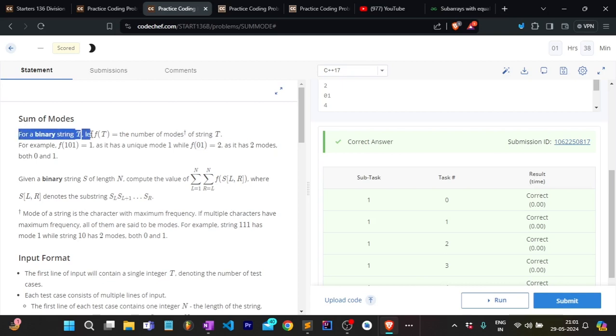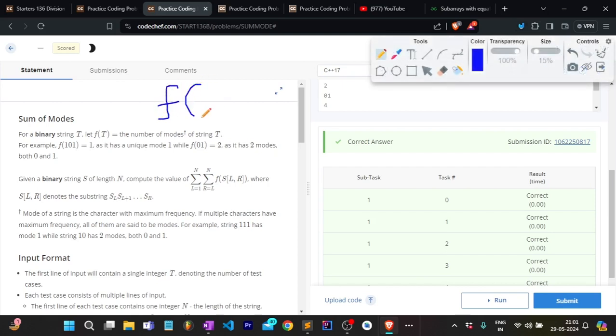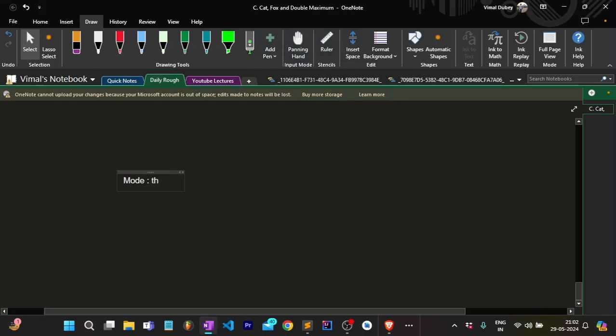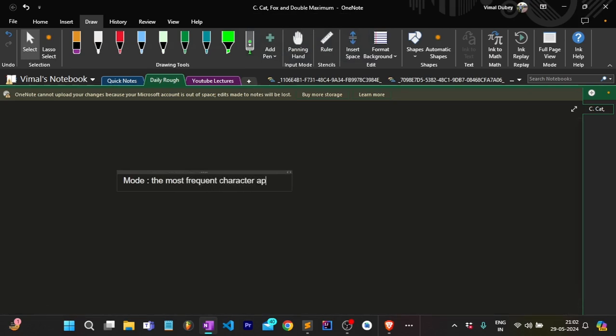For a binary string t, f of t is the number of modes of t. Okay, f of t means there is a function f in which if you pass a string t, it will give me the number of modes of this particular string. And what are the number of modes? First of all, let's try to understand what is mode. Mode is the most frequent character appearing in the string.